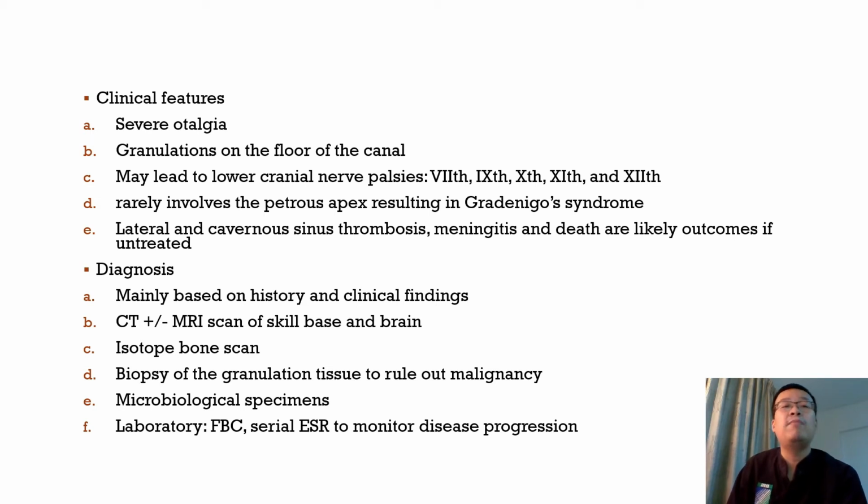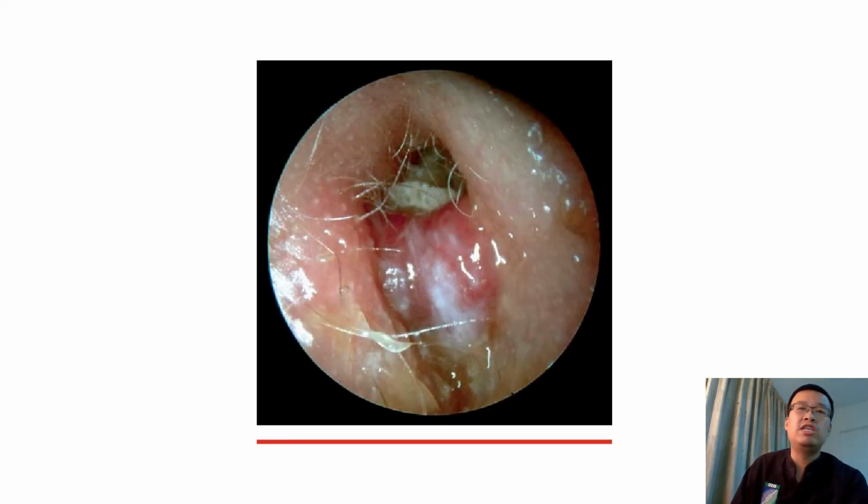So diagnosis is by history and clinical findings. You do a CT scan or MRI of the skull base and brain. An isotope bone scan may be done. You may need to do a biopsy of any granulation tissue to rule out malignancies. You need to send microbiological specimens to identify whether it is Pseudomonas, and do laboratory tests, full blood count and ESR, because you need to monitor the disease progression. Of course, you need to check the blood sugar levels as well as the patient's renal function because you're giving antibiotics. So you can see there's some granulation tissue there, and there's some debris in the ear.